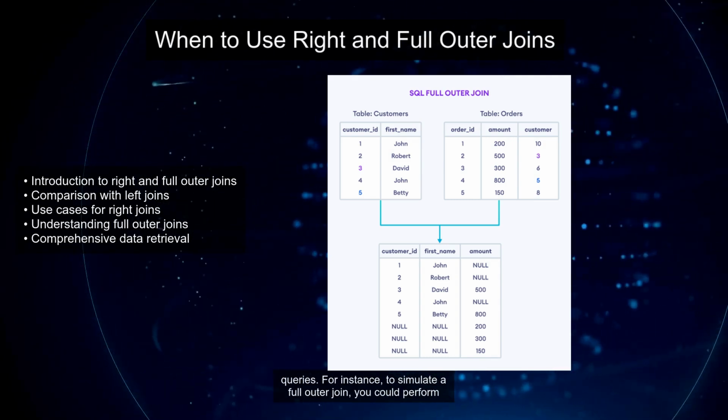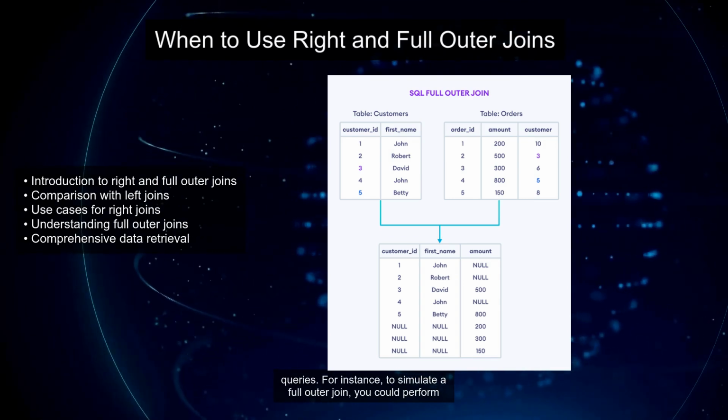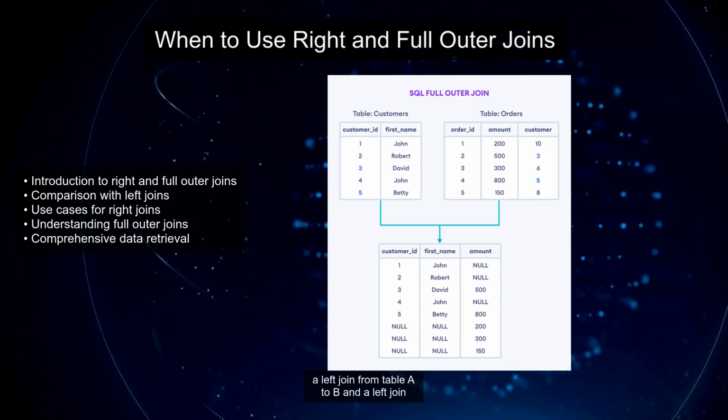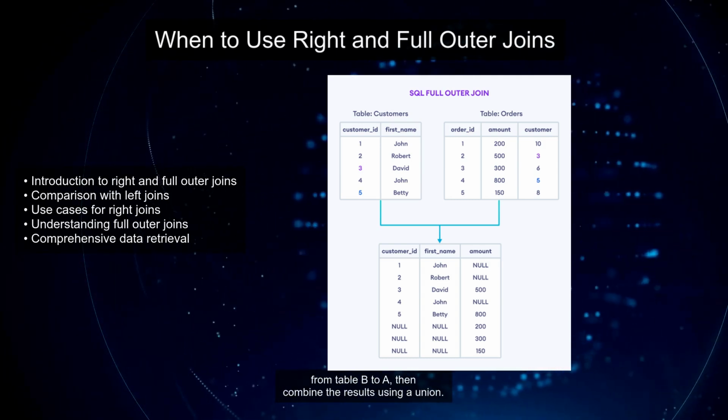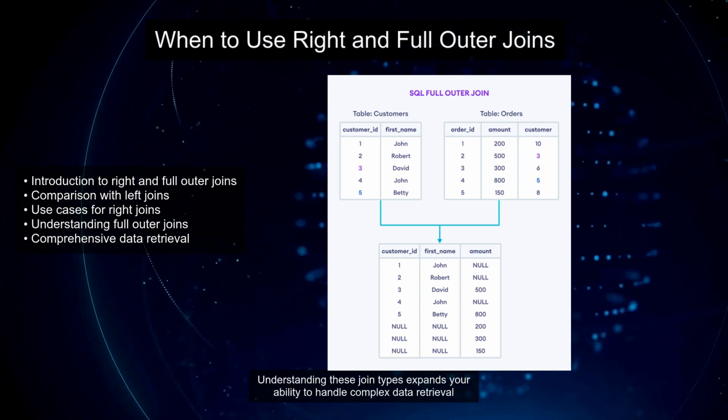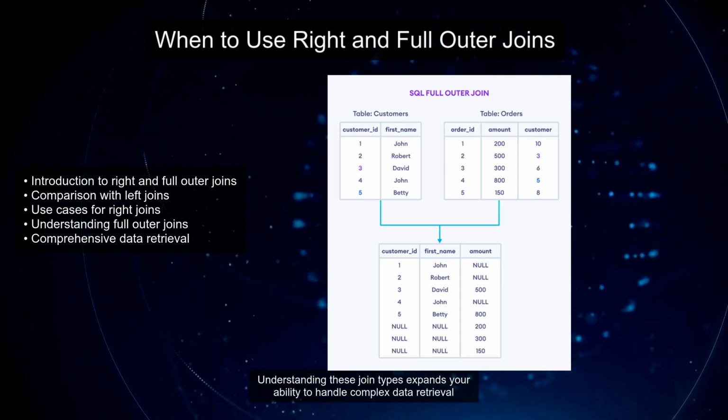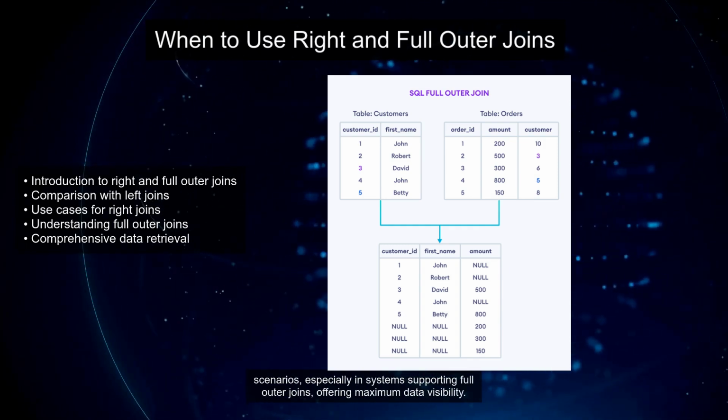For instance, to simulate a full outer join, you could perform a left join from table A to B and a left join from table B to A, then combine the results using a union. Understanding these join types expands your ability to handle complex data retrieval scenarios, especially in systems supporting full outer joins, offering maximum data visibility.